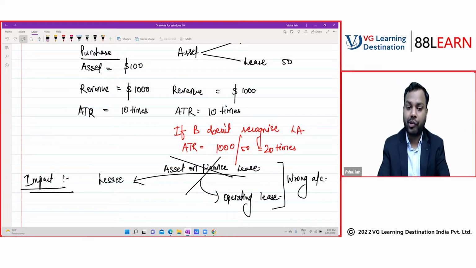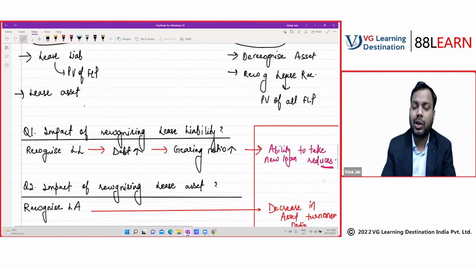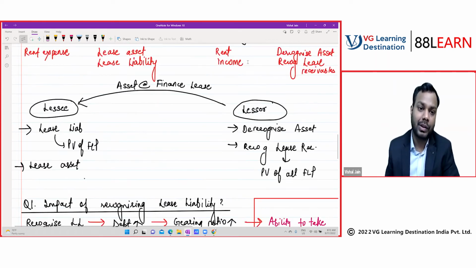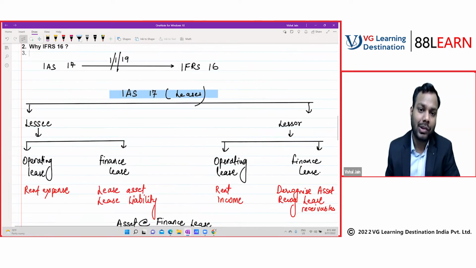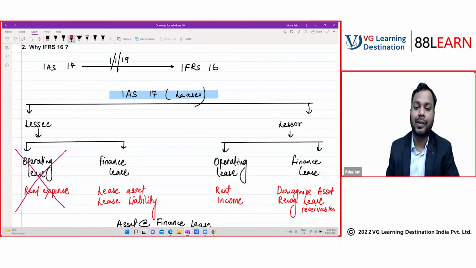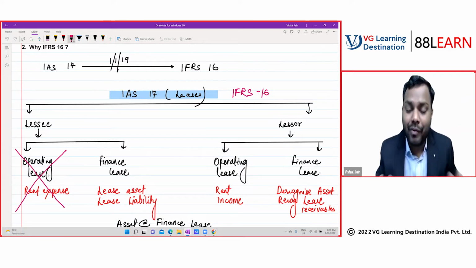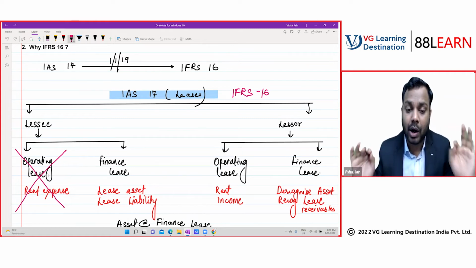Now, can you tell me what was the change that was brought in? The only change that is there is this one. There is no concept of operating lease under IFRS 16. Rest everything remains the same as it was.